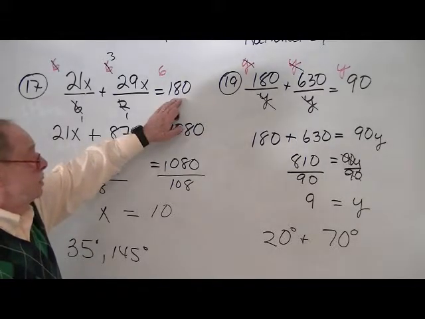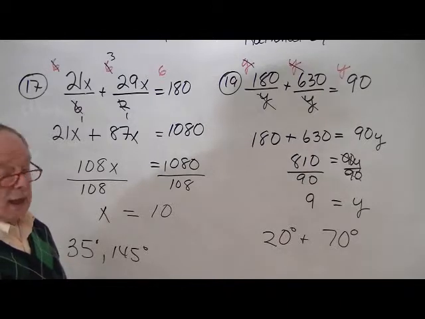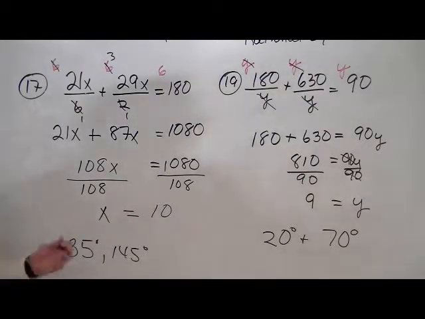Supplementary angles equal 180, complementary 90. And again, you're going to work it. You can use your calculator, and this is it. So this completes section 7.5.